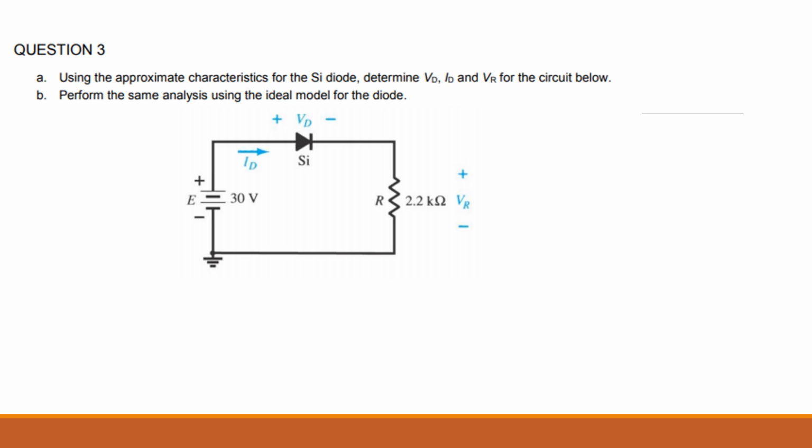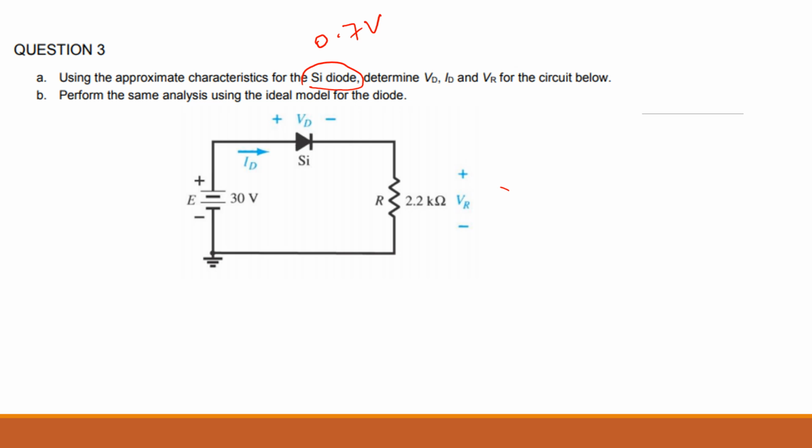Okay, so let's do a question so that you will be able to understand what I am saying. So this is a question. You also get something like this in your exams. Using the approximate characteristics for a silicon diode. Whenever you see a silicon diode, that means across the diode you have a voltage drop of 0.7 volts. Determine the VD, ID, VR in the circuit below, then perform the same for an ideal diode.